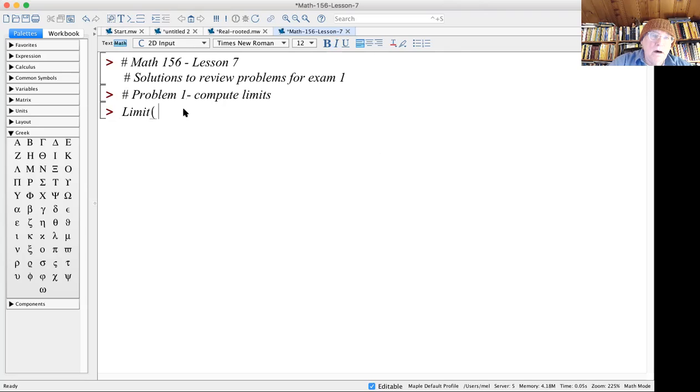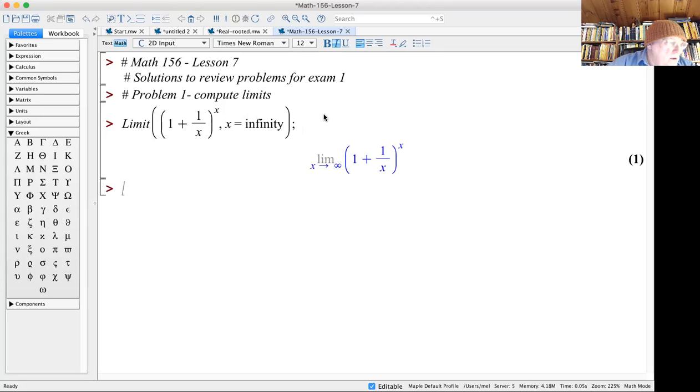Limit of 1 plus 1 over x, actually raising this to the power x as x goes to infinity. So if I use capital L for limit, this won't give me the answer. It'll just write out the problem. And let me repeat that. Equals the same thing, but with a lowercase l.